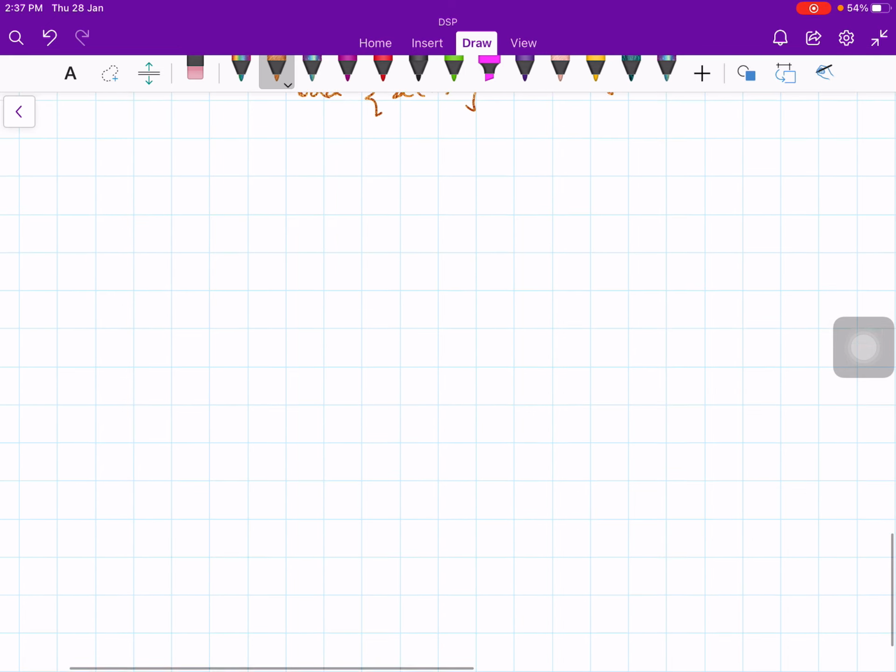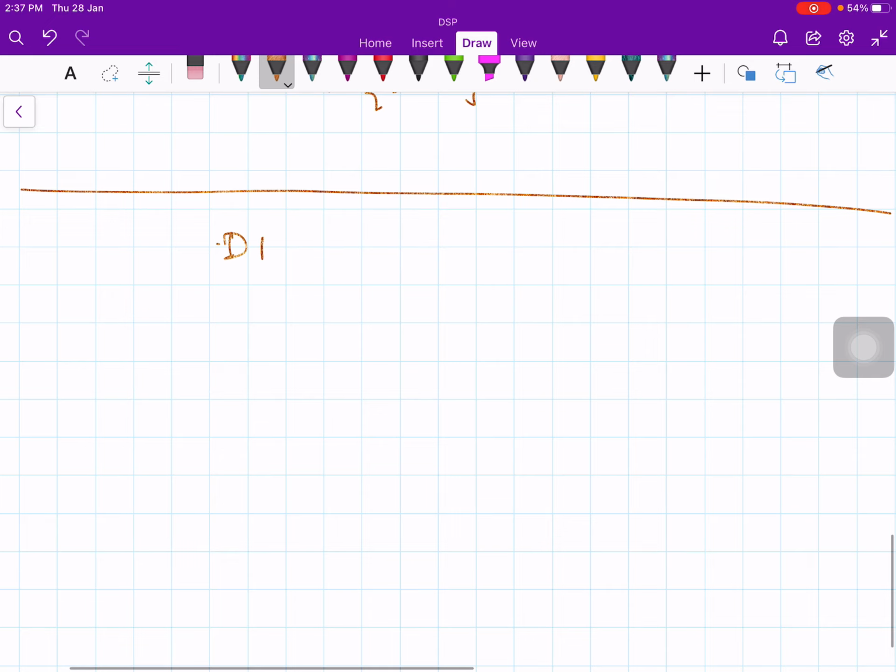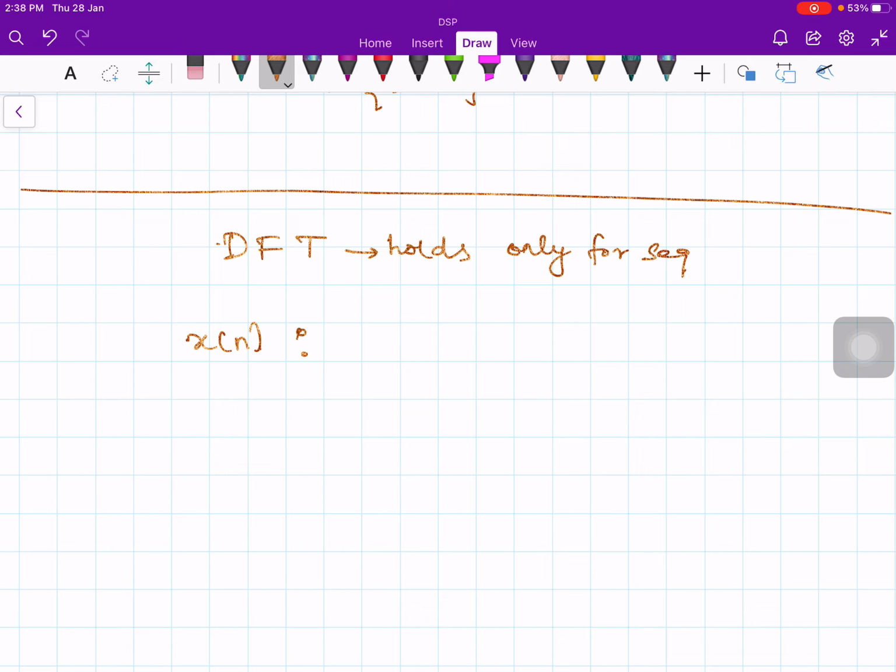So the next topic that we would like to discuss is DFT, discrete Fourier transform. Discrete Fourier transform is different from discrete time Fourier transform. To understand the concept of DFT, let us consider a sequence x of n. One more very important point: DFT holds only for sequences of finite length. The length must be finite. If the length is infinite, then you cannot take the DFT.